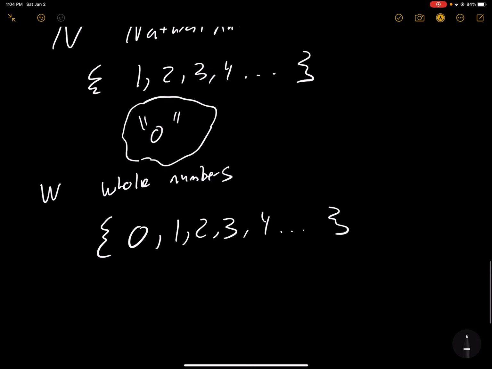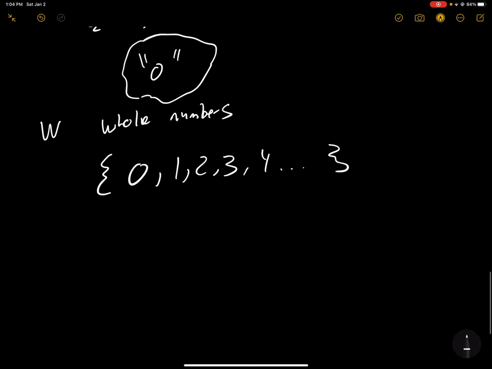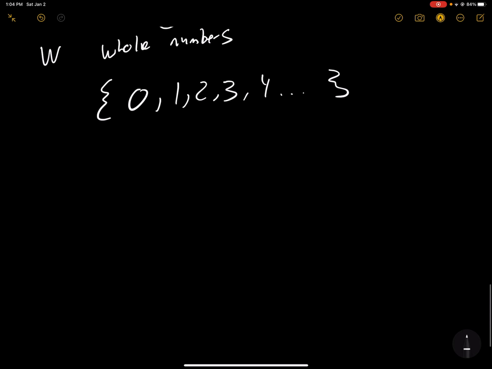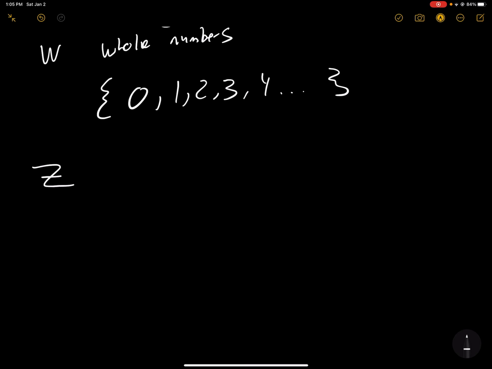And so that's not that important. But what happens if you own a business and you need to express debt? You need to express that you gave money for something or that you owe money to someone. And so out of the natural numbers and the whole numbers grew the integers, which is denoted by a capital letter Z.